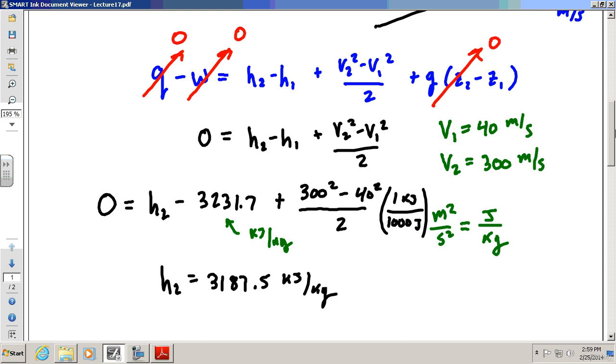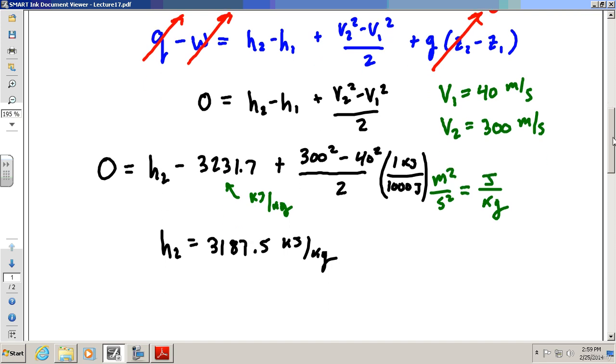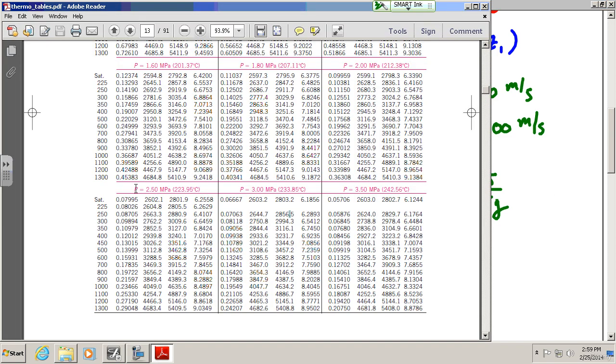If you work that out, okay? So how does that help me get T2? Well, here's what I know. Remember, I also know P2 is 2.5 megapascals. So I better go back to my table here, and try to find out what is the temperature when I have a pressure of 2.5 megapascals and an H of 3187.5. Okay, so I go back to my tables, go to pressure table 2.5 megapascals, and then go to the value there of 3187.5.